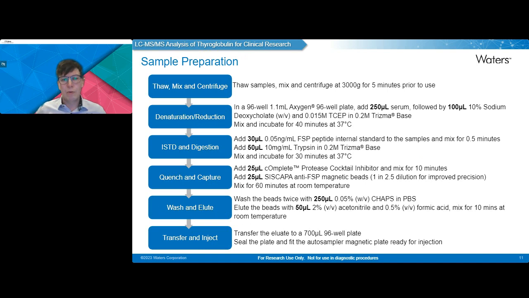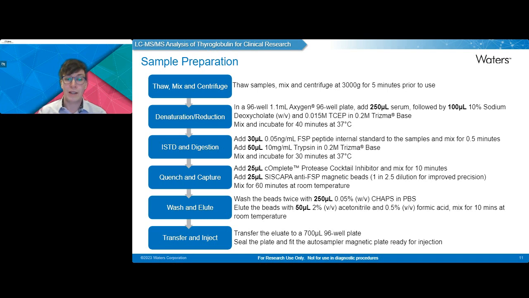Now onto sample preparation. We've done some work around this, trying to simplify this process. For most protein digests, you are looking to denature. So we're adding 100 microliters of sodium deoxycholate, which is a denaturing reagent, with TCEP, which is a reducing reagent, which is then within a buffer. And we add that to 250 microliters of serum. We mix and incubate this for 40 minutes at 37 degrees C.